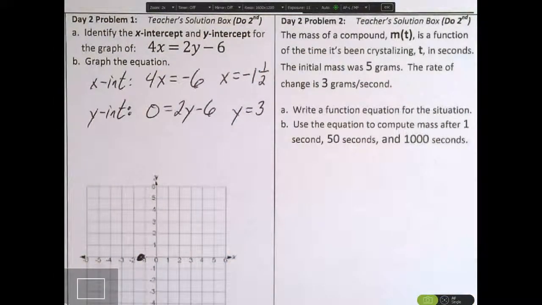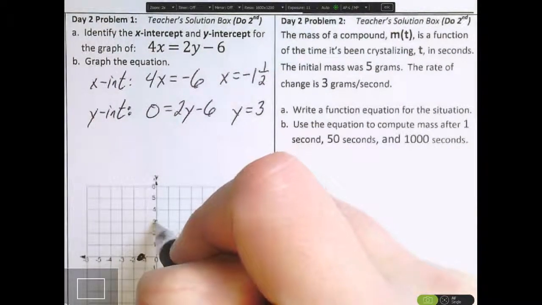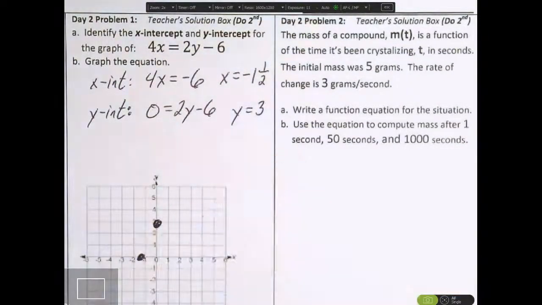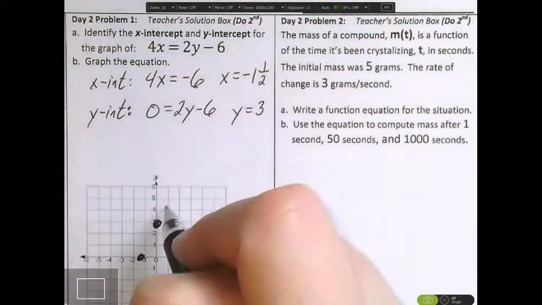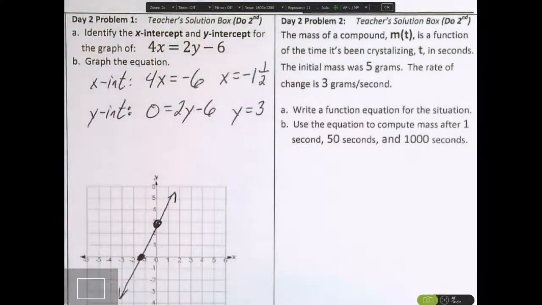When we graph this, there's going to be a dot on the y-axis at +3, and that is here. Okay. Draw a line through those two dots, and we have our graph. Now, day 2, problem 2.